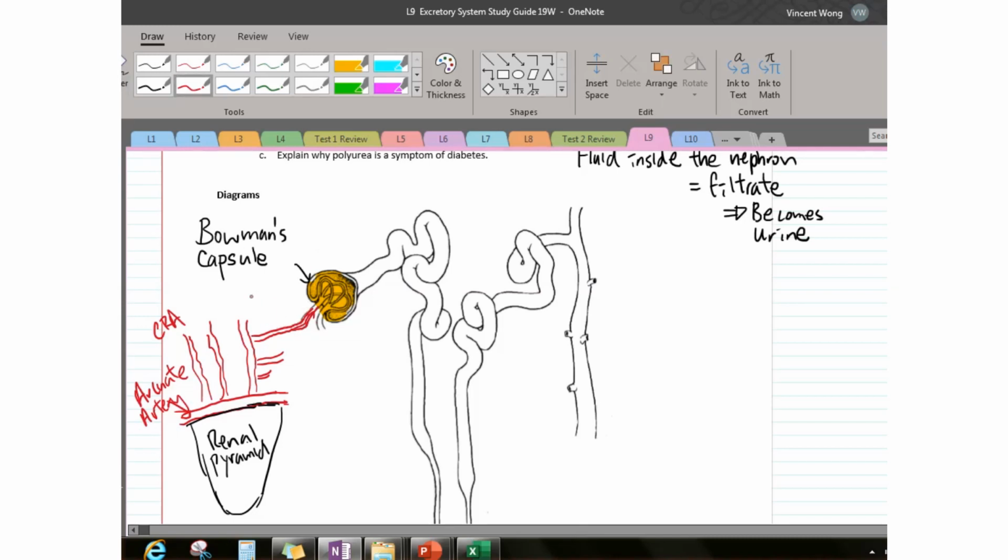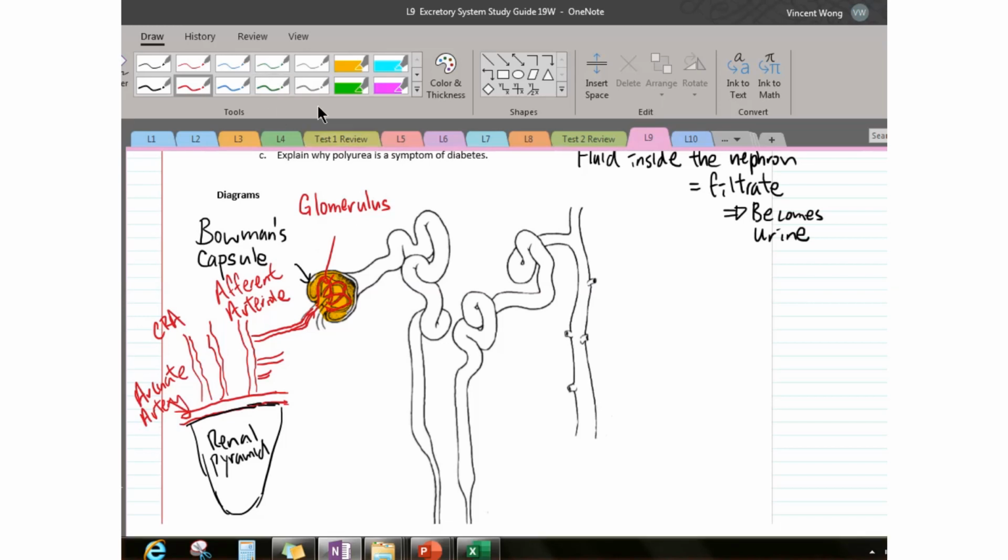And this here is called the afferent. Afferent arteriole. The afferent arteriole is going to go inside the Bowman's capsule, where it will become this network of capillaries. This capillary network is called the glomerulus, which means a ball of yarn in Latin. I'll show you a picture of that later. It actually does look like that.